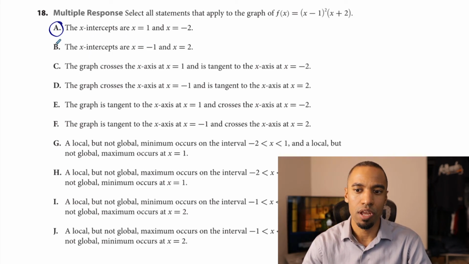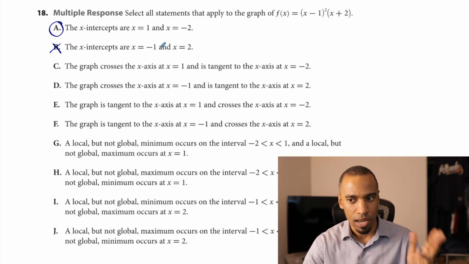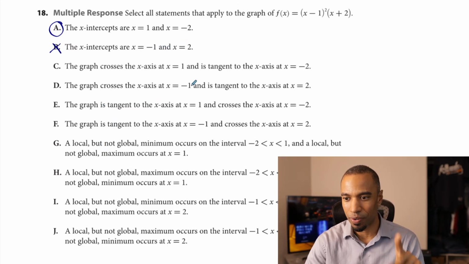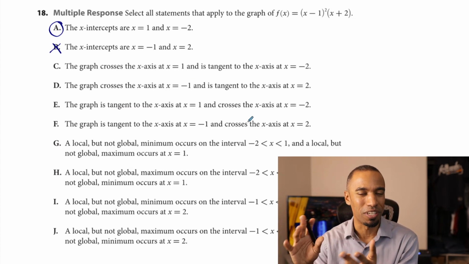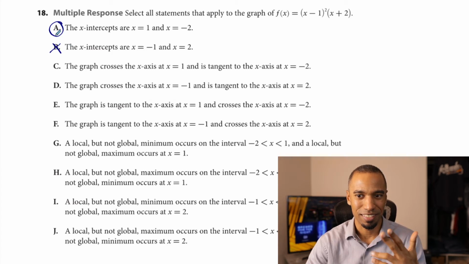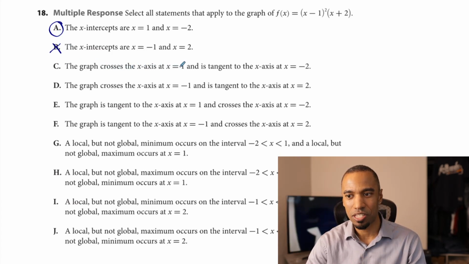Negative 1 and positive 2? No. I'll go and cross those out if they don't work. So that's the opposite one, right? It's not that. And it looks like, at least when I look at these, they're flip-flopping everything that they're kind of referring to. You know what I mean? It's that they're saying one or the other now that I look at it. The graph crosses the x-axis at x equals 1.